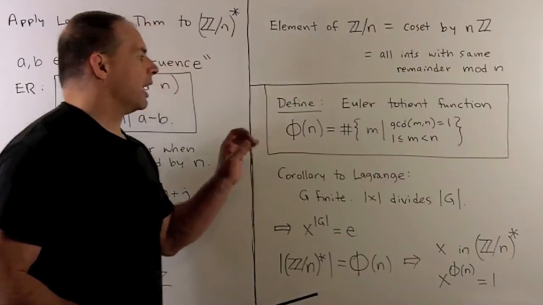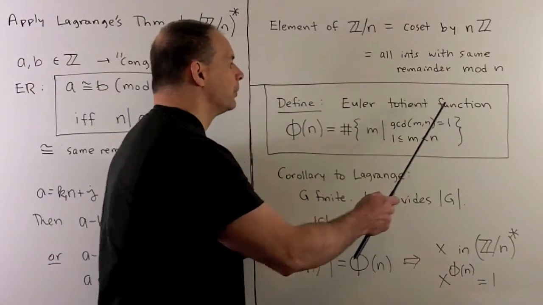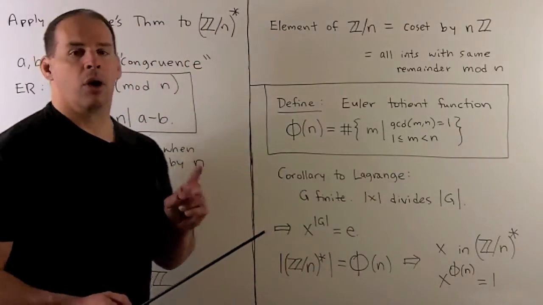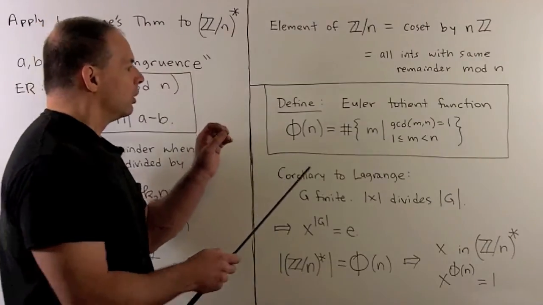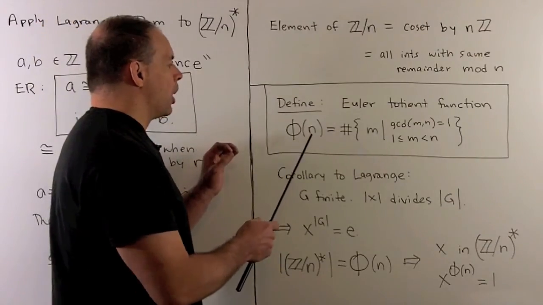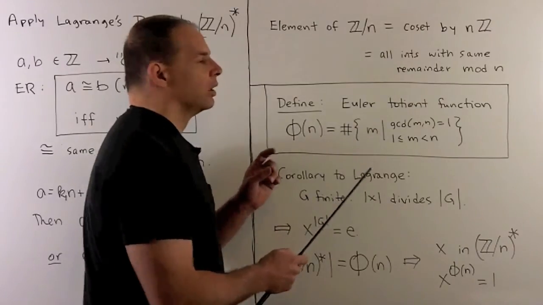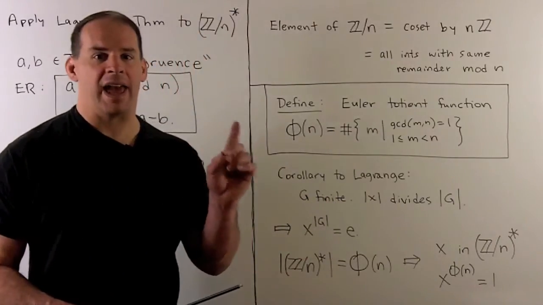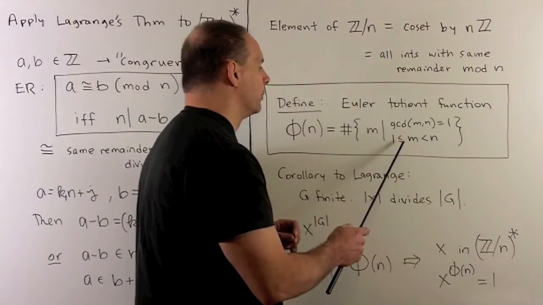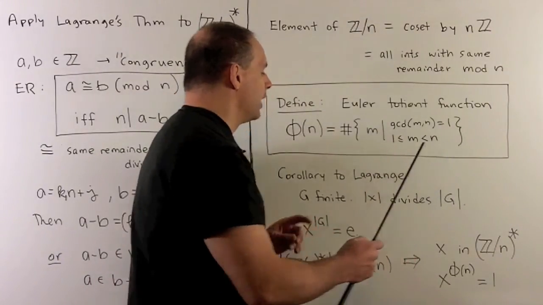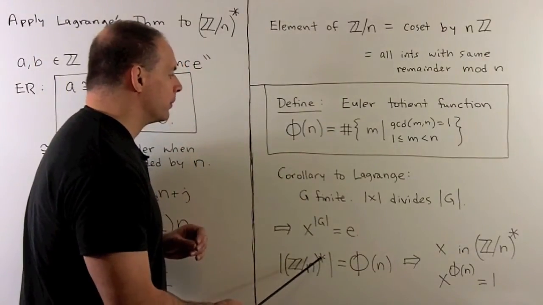Now, I need a definition. We have the Euler totient function. So this is going to be defined on positive integers. The totient function on n is just given as the number of elements m that are relatively prime to n, and between 1 and n, including 1. So this should be familiar. That is the order of Z mod n star.